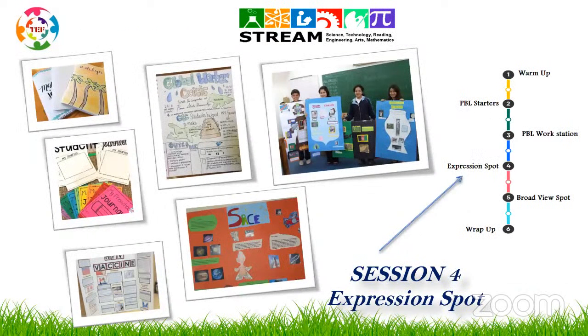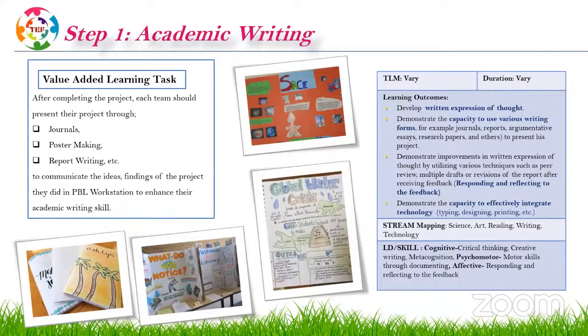Okay, so after completing the project, the fourth one is the expressions part. The fourth session is the expressions part. In this part the student must present the project, what they found in their project. So that comes under the expressions part. See, students may express in both ways, either as a written document or as an oral presentation. So step one is academic writing.